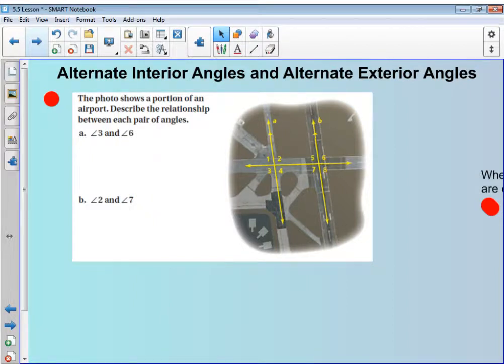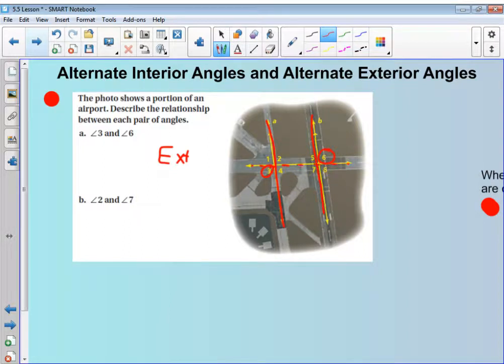All right, so here it says the photo shows a portion of an airport. Describe the relationship between each pair of angles. So when we look at angles 3 and 6, I'm going to circle them. So 3 and 6, first of all, are they interior or exterior angles? Well, here are our parallel lines. Those are on the outside, so they would be some sort of an exterior. Now when I look, they're on the opposite sides of this transversal right here. So those would be alternate exterior angles. So now let's go ahead and look at 2 and 7. So 2 and 7, well, they're inside of our parallel lines, so they're interior angles, and on opposite sides of the transversal there, so that would be alternate interior angles.